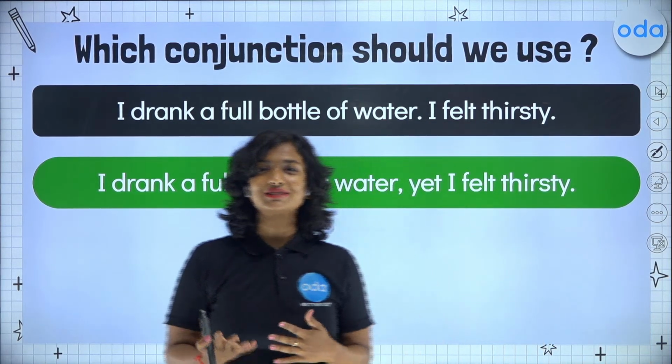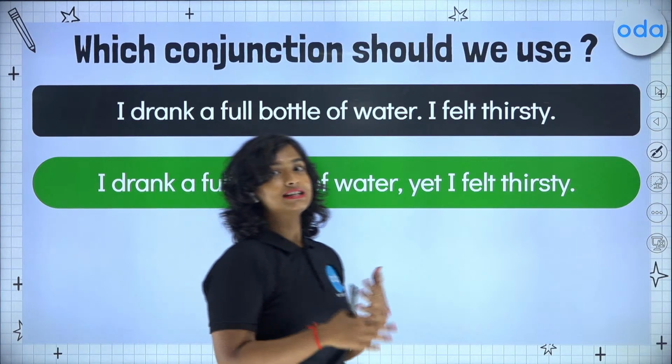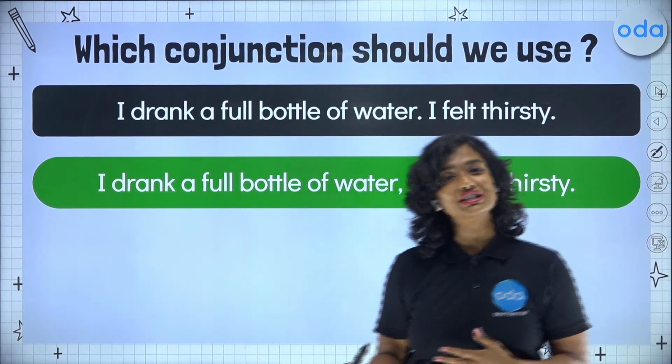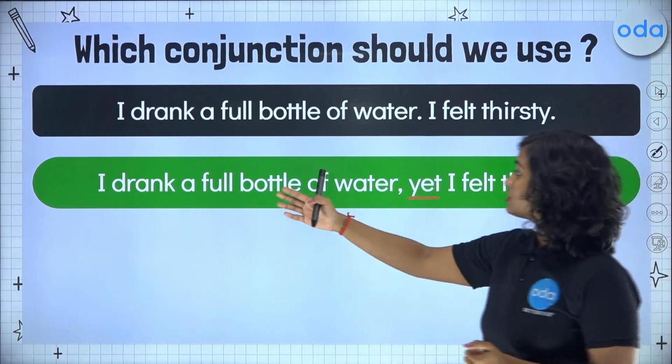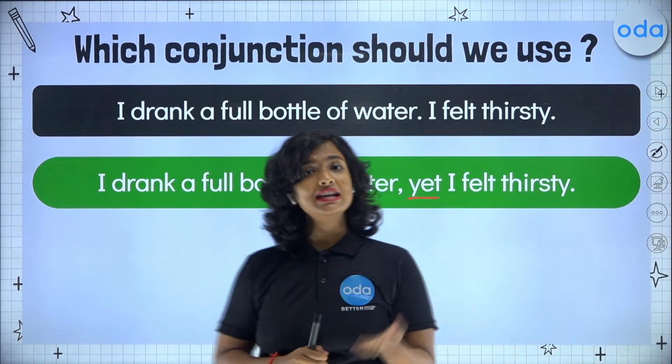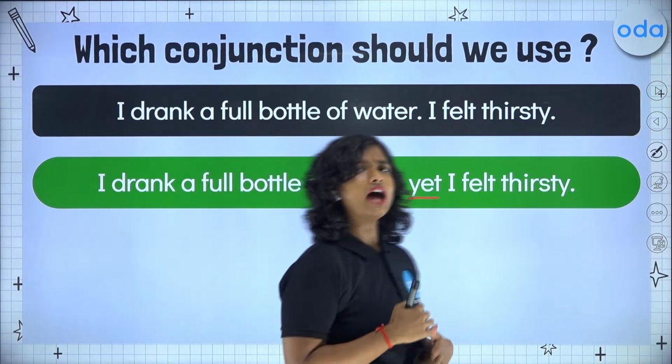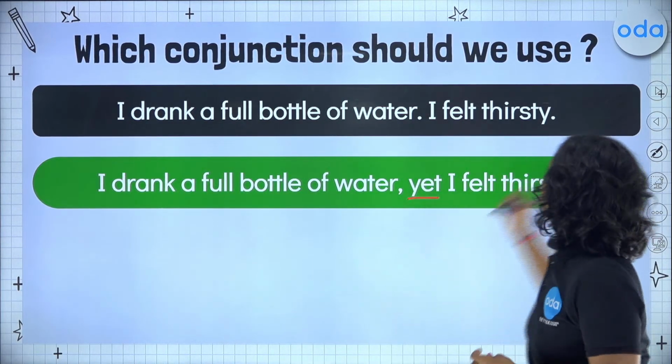Exception, contrast. You would expect that if someone has had a full bottle of water, they don't feel thirsty anymore. But here we see that I drank a full bottle of water, yet I felt thirsty. So even after drinking a full bottle of water, I was still thirsty.